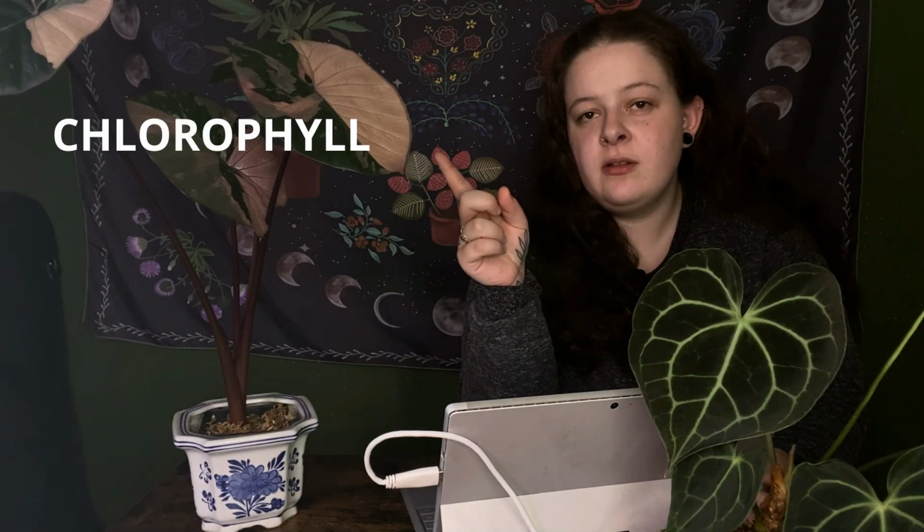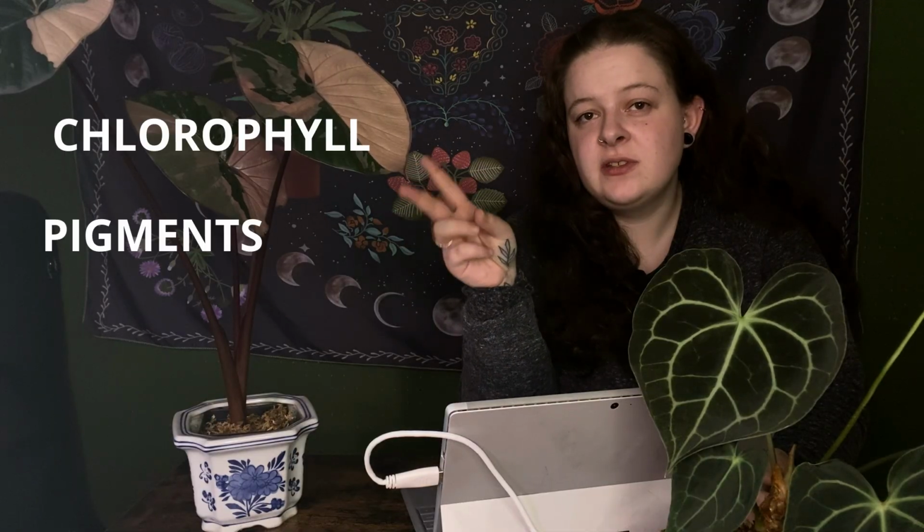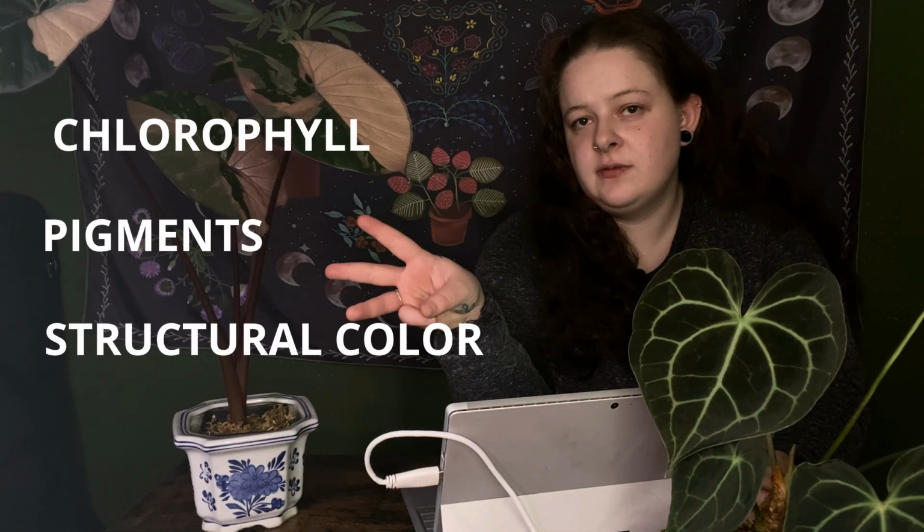Before I start this, I want to acknowledge that there are environmental factors that affect color, such as nutrient deficiencies, stress, or pathogens. Today, I'm talking about the processes that happen in plants that cause color at the cellular level. The color of plants is caused by one of three things: chlorophyll, pigments, and structured color.